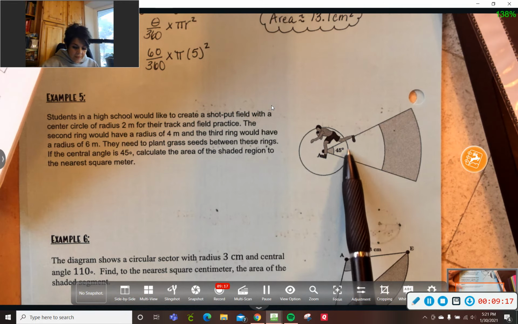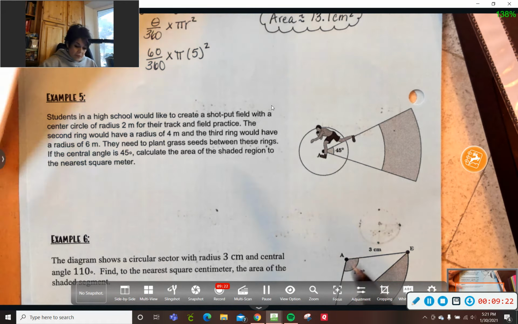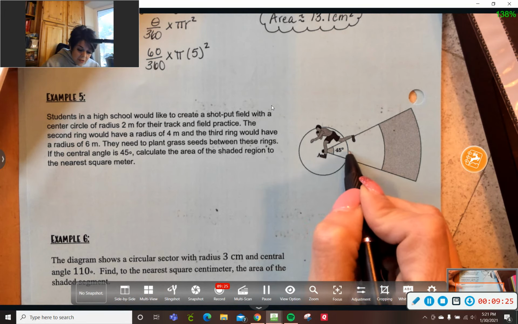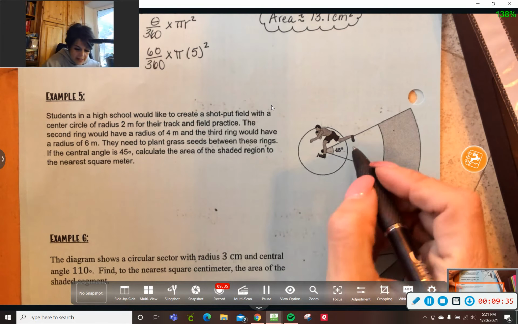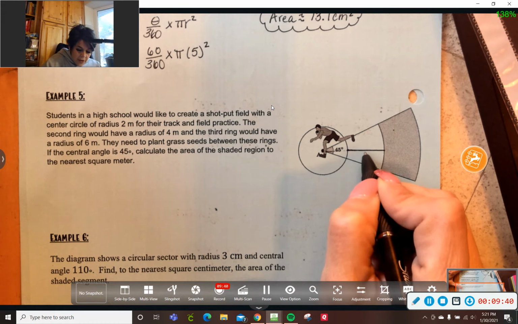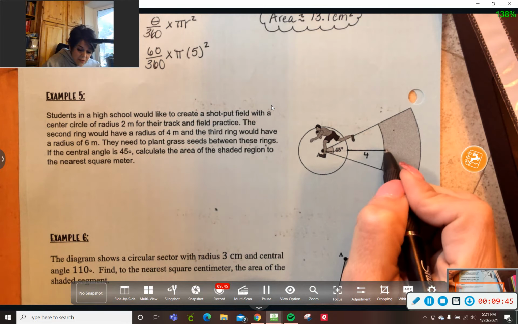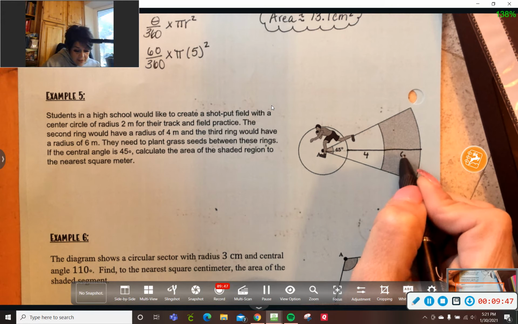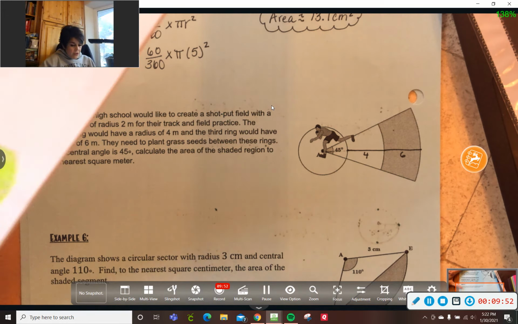So here's their circle. They want the radius of the center circle to be 2. So that means this is my center circle, and this radius right here will be 2. The second ring would have a radius of 4, and the third ring would have a radius of 6. I'm just going to draw that so you can see it. So this ring right here would be 2. The radius from here to here would be 4. And if I had that big circle, the radius from here to here would be 6. So you've got 3 circles on this.